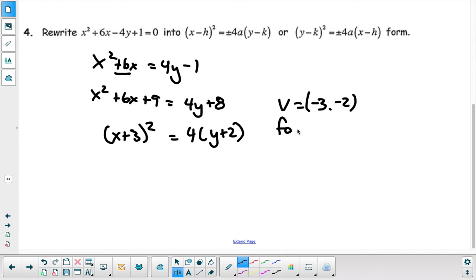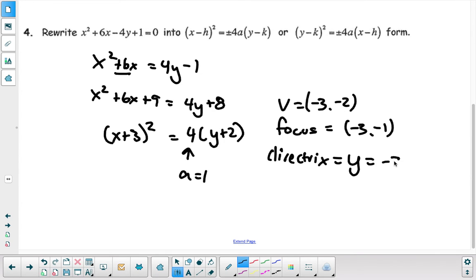It doesn't ask this, but the vertex is equal to negative 3, negative 2. The focus: a is 1, because it's 4 times a that gives us this coefficient. The focus is 1 up because it's opening up. So negative 3, negative 1. The directrix is 1 down from this, and it's y equals negative 3. And then you could also come up with the latus rectum based off of this as well.